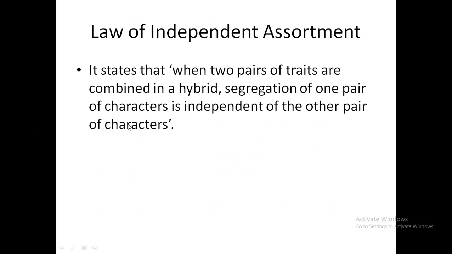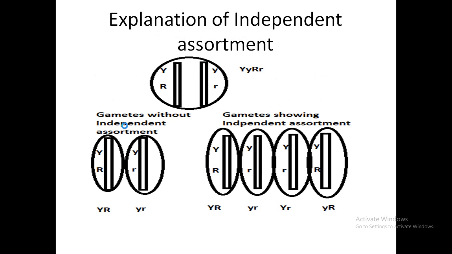Hello friends, in this clip we shall discuss the law of independent assortment. It states that when two pairs of traits are combined in a hybrid, segregation of one pair of characters or alleles is independent of the other pair of characters or alleles. Now, what does it mean?